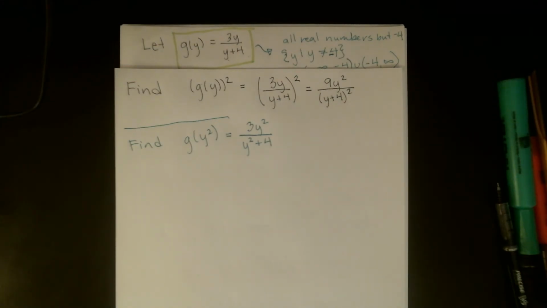If the bottom was factorable, you could try factoring and canceling. It's not factorable here, so we're set. Anytime you have a perfect square plus something, you're not going to get any nice factors. That's going to be prime.